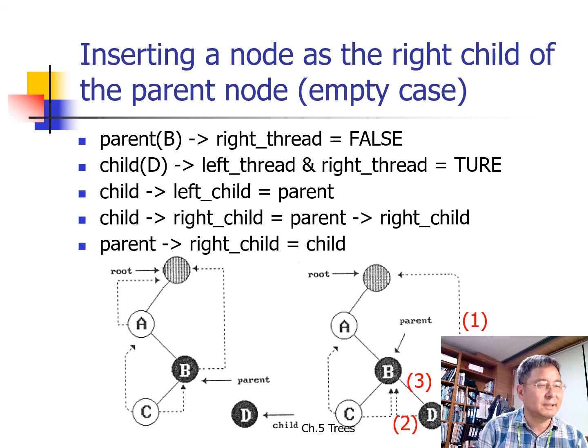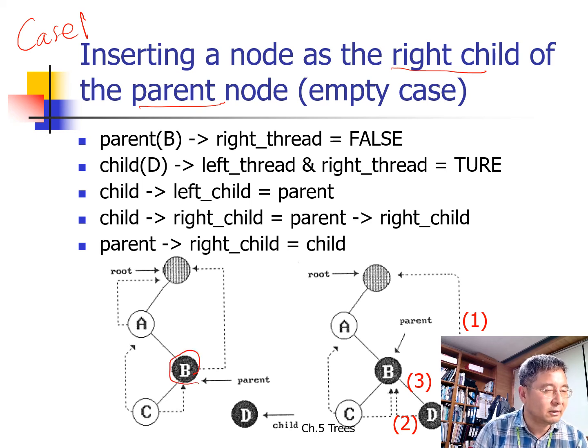So this is the empty case. Case 1: inserting a node as the right child of the parent node. B is a parent node. Currently there is no right child here, so I want to insert D, a new node, as the right child of B.